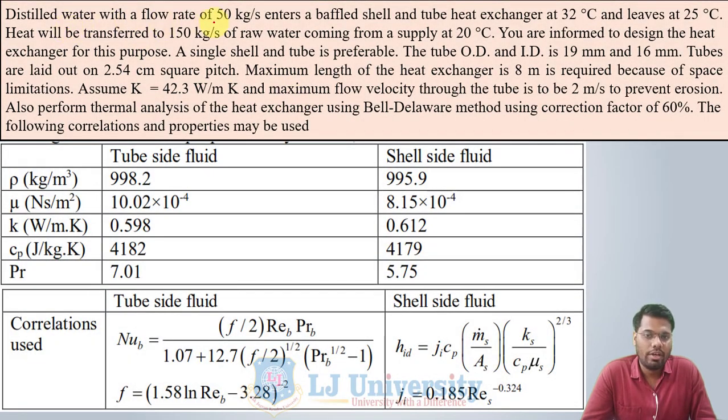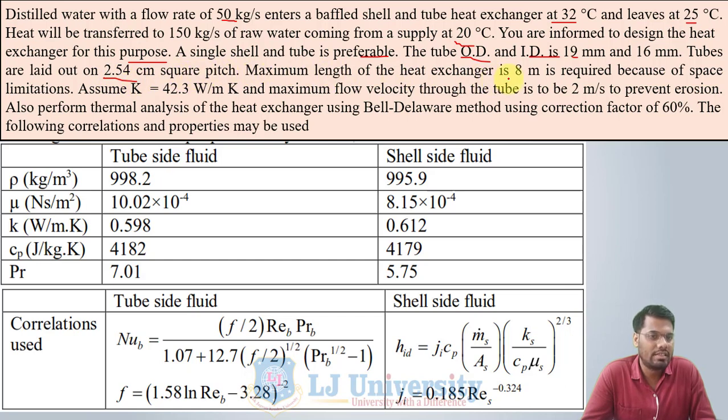Distilled water with a flow rate of 50 kg per second enters a baffled shell and tube heat exchanger at 32 degrees Celsius and leaves at 25 degrees Celsius. This is our TH1 and TH2. Heat will be transferred to a 150 kg per second mass flow rate of water coming from a supply at 20 degrees Celsius. This is TC1. You are informed to design a heat exchanger for this purpose. A single shell and tube is preferable. The tube outer diameter and inner diameter are 19 mm and 16 mm. Tubes are laid out on a 2.54 cm square pitch.